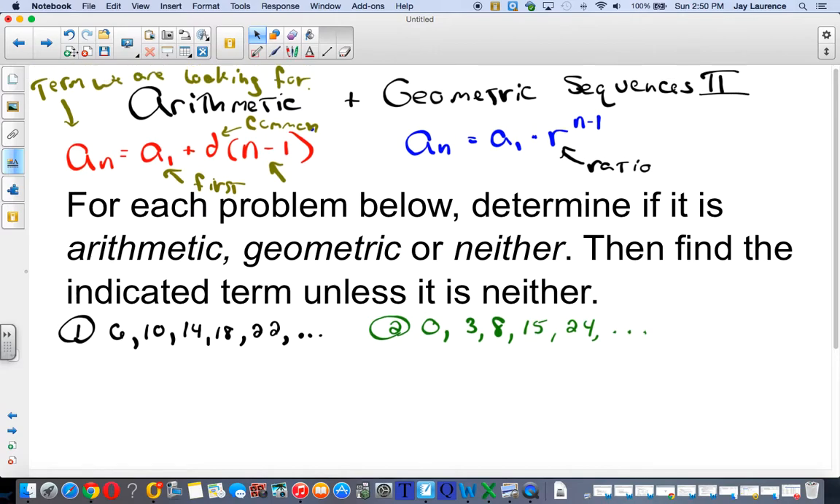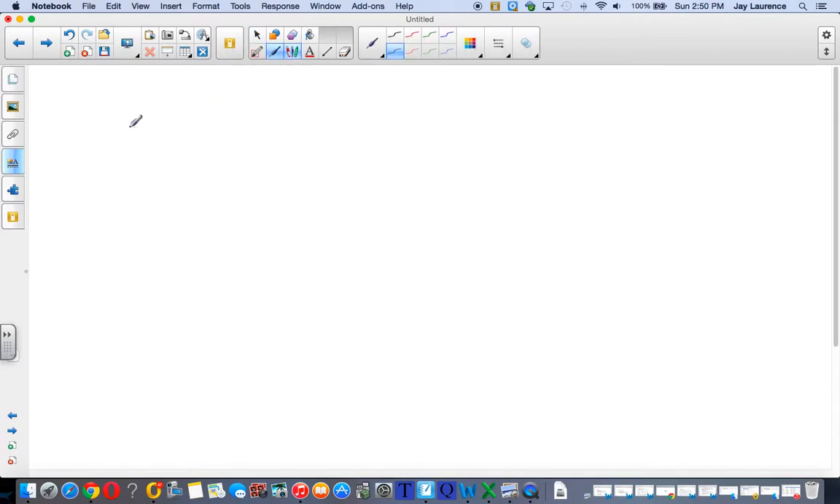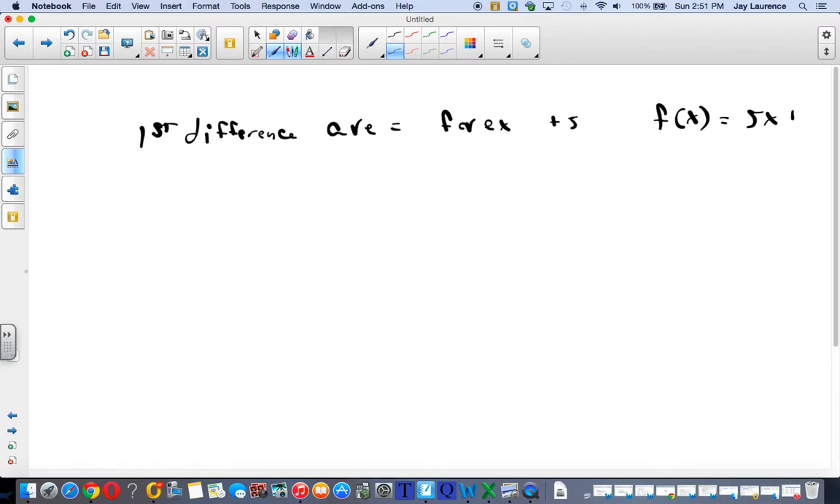Now, before we do all that, let's just review really quick. We know that it's all about the differences. When our first differences are the same, are equal, for example, like plus 5, then it's linear, and we'll have a function something like f of x equals 5x, and there might be plus or minus some number over here, right? By the way, this is when the arithmetic sequence formula can be used.